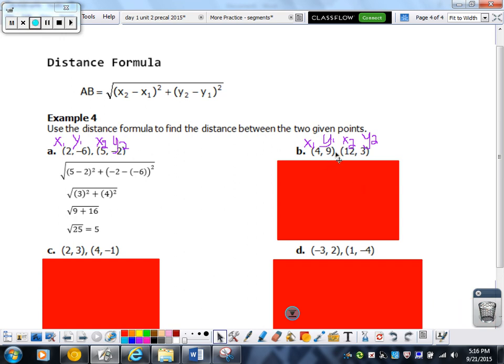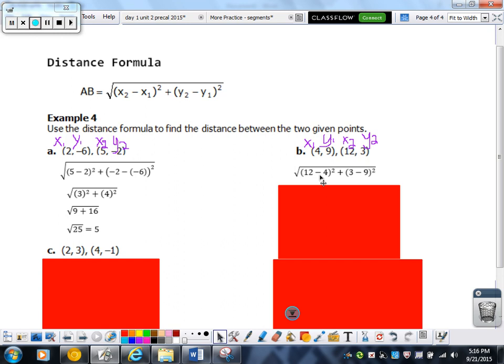For part B, we're going to do the same thing. Plug our values into the formula. x2 is 12 minus 4, and 3 minus 9. 12 minus 4 gives me 8, and 3 minus 9 gives me a negative 6.